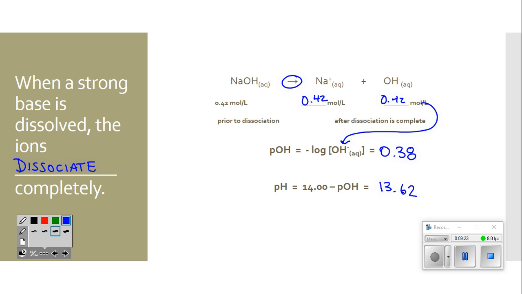Now, strong acids and strong bases require like a one-step calculation. That's why it's not usually the only thing you have to do in a question. If the question is just asking you, what's the pH of this solution, it's probably a weak acid or a weak base, not a strong one.